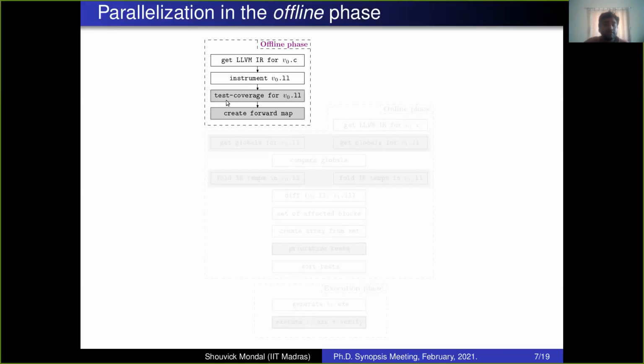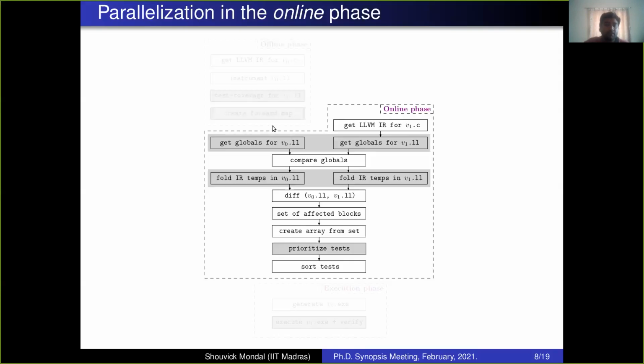Now note that the shaded components are where the parallelization opportunities lie and where we implement parallelization windows, and the others are all inherently sequential parts. Note that this arrow means a dependency diagram. So this first component must happen before the second one. Instrumentation must happen before getting the test coverage, and then this. The offline phase has an arrow going outwards to the online phase, so the offline must happen before the online.